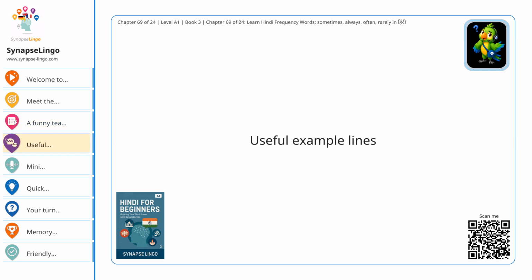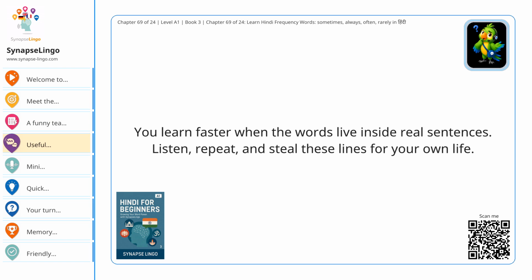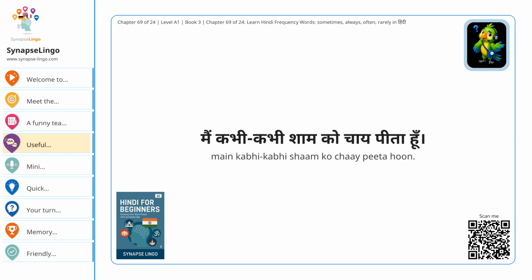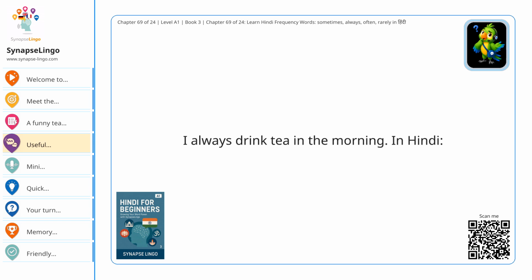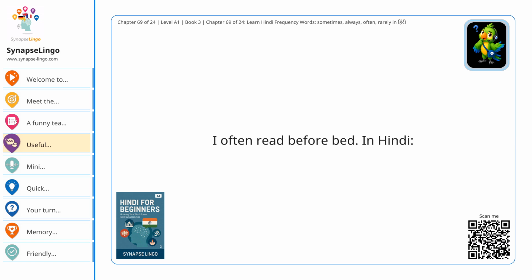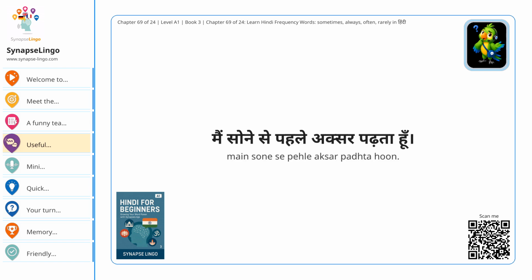Useful example lines. You learn faster when the words live inside real sentences. Listen, repeat, and steal these lines for your own life. Sometimes I drink tea in the evening. In Hindi. मैं कभी कभी शाम को चाय पीता हूँ. I always drink tea in the morning. In Hindi. मैं सुबह हमेशा चाय पीता हूँ. I often read before bed. In Hindi. मैं सोने से पहले अक्सर पढ़ता हूँ.